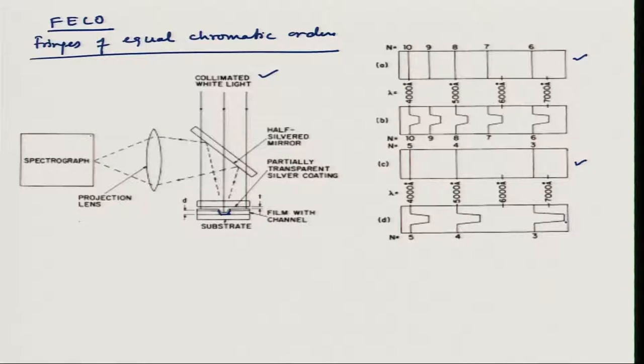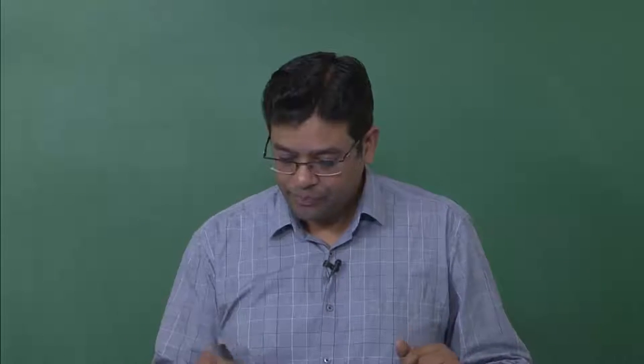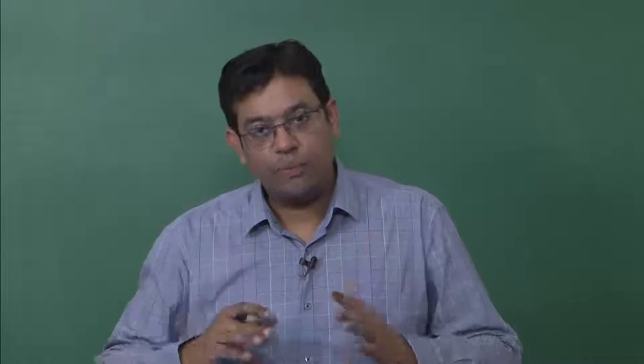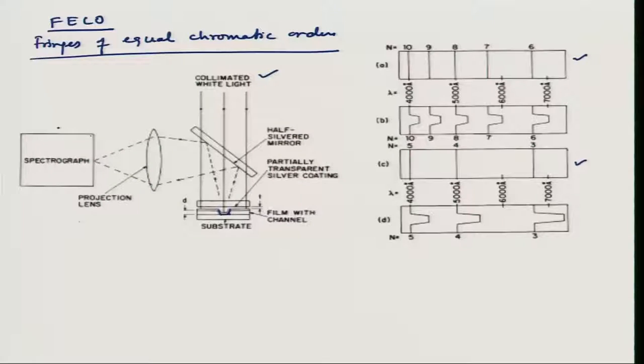So we are not going into the exact discussion of that, but you can use a white light, and you don't have to scan, you can just use a spectrograph to measure intensity at different wavelengths of that light. So this is called FECO, or fringes of equal chromatic order. For both FET and FECO we need to use highly reflective and opaque surfaces. This will not work for transparent thin films, which will allow light to pass through. So these methods are good for opaque thin films.